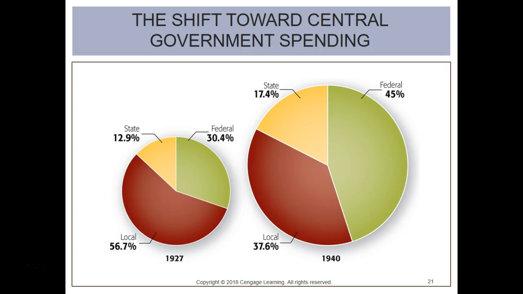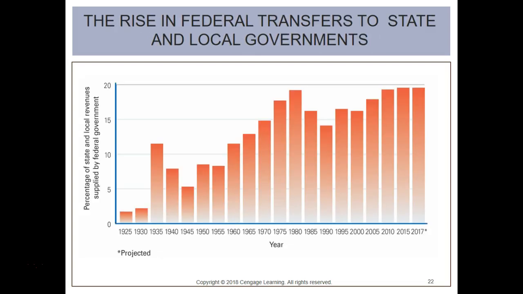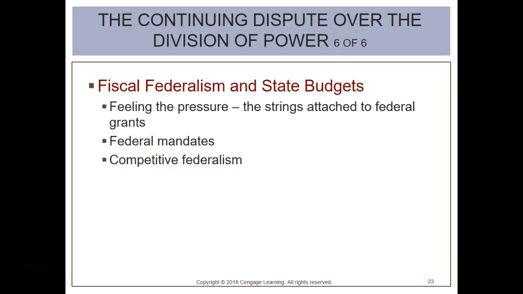Here's some examples. The shift toward central government spending. You can see federal government spending on the rise from 1927 to 1940 in that graph there. The rise in federal transfers to state and local governments. What they mean by transfers is a payment. Ultimately, we are on an upward shift, especially after around 2001, and especially 9/11, and ultimately we had the collapse of 2008. So we see more spending by the federal government.